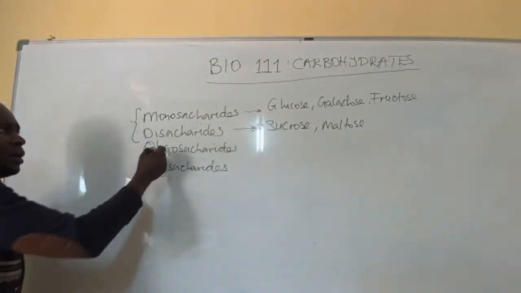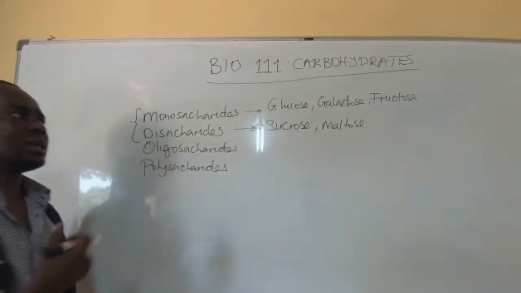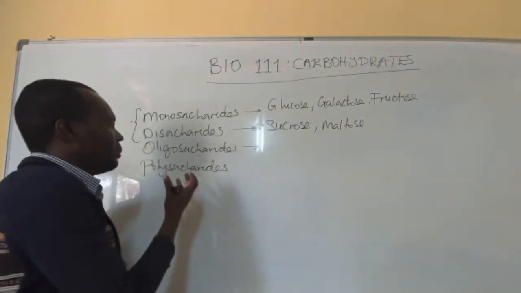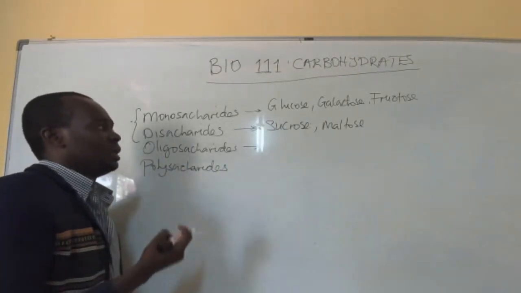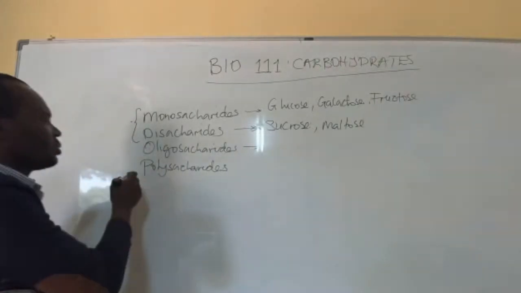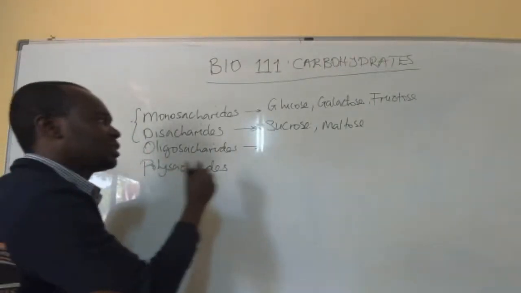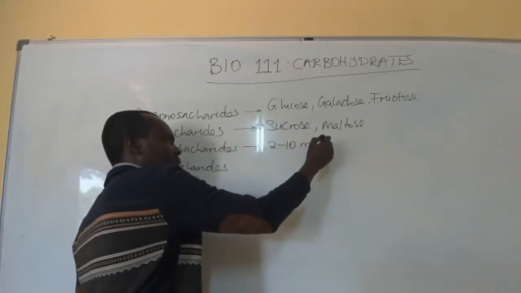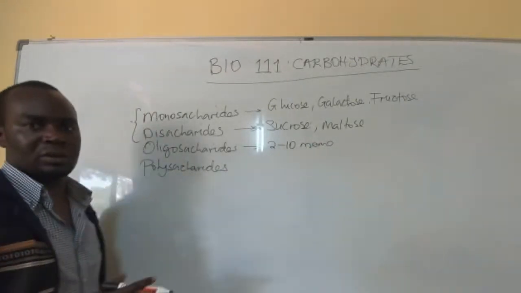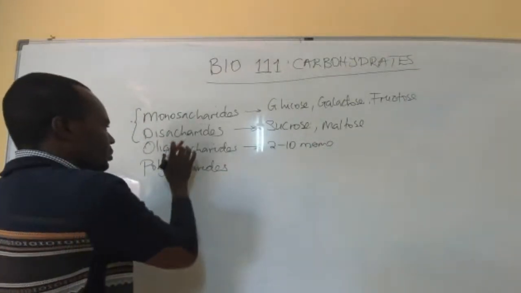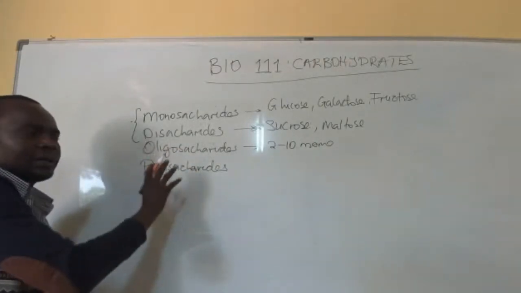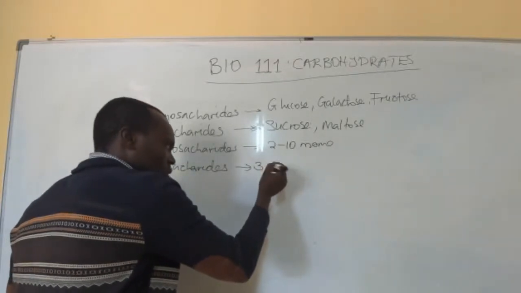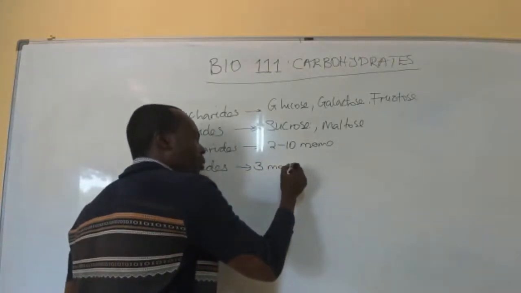Oligosaccharides are a different class of carbohydrates. By classification, they can also be classified as polysaccharides because they are made up of 2 to 10 monomer units. So that's where the confusion comes in when differentiating oligosaccharides and polysaccharides. However, polysaccharides are made up of 3 or more monomer units.